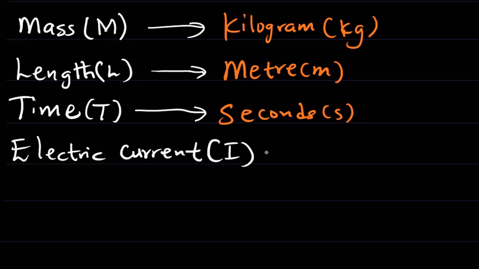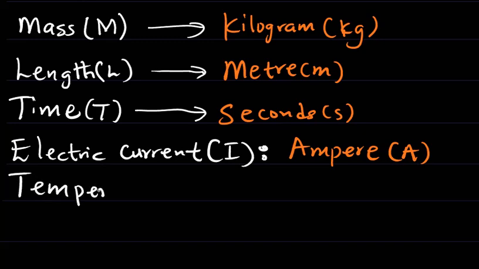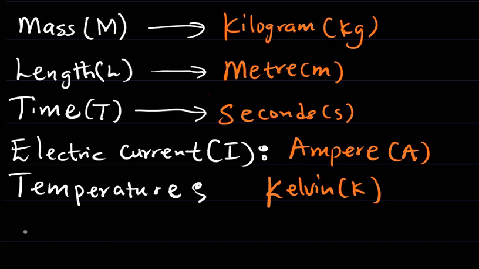The unit of electric current is ampere. Then of course temperature. The unit of temperature is Kelvin. And of course we have the amount of a substance, which is measured in mole.